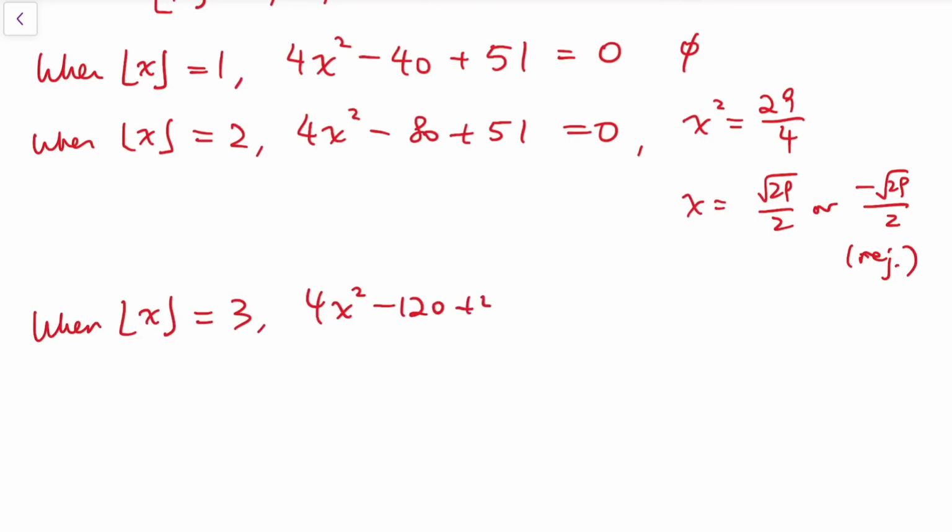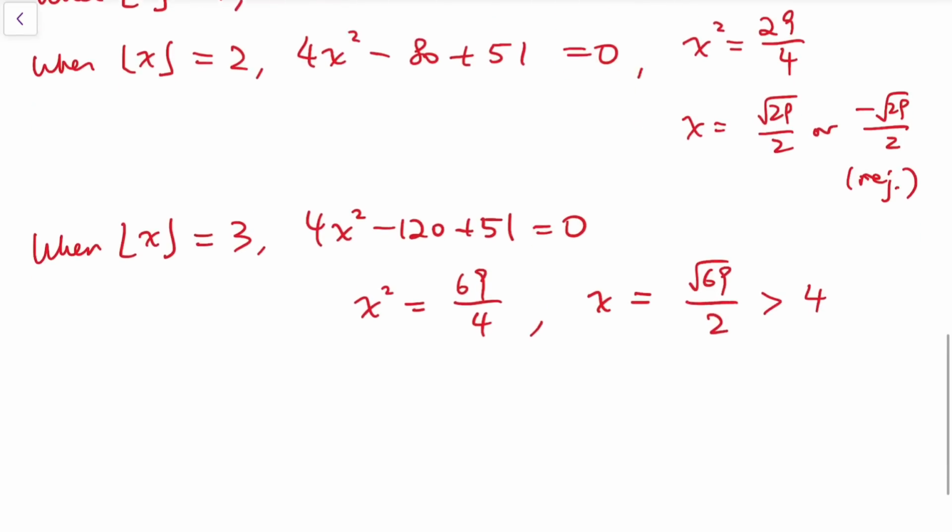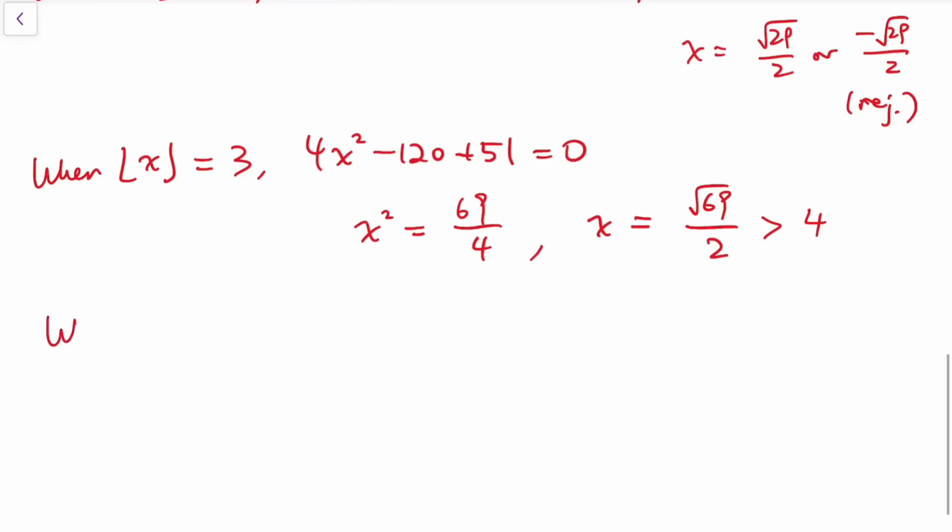Now when the floor function equals 3, we have x squared equal to 69 over 4. So using a similar argument, x is equal to root 69 over 2. We can ignore the negative solution. However, root 69 is larger than 8. So when it's divided by 2, it's larger than 4. So it's not a valid solution.